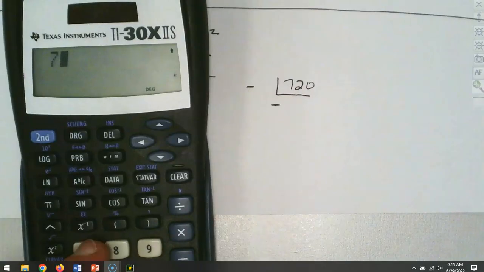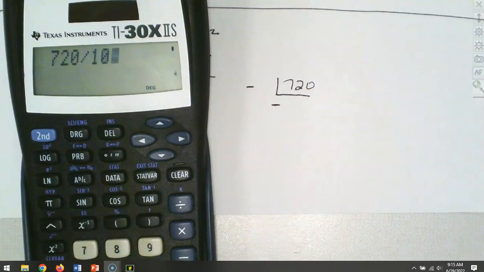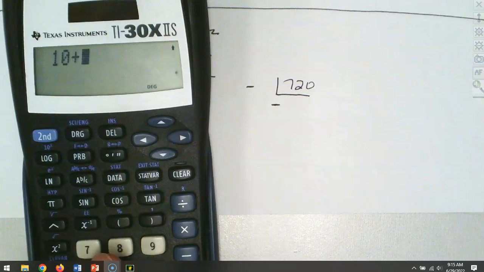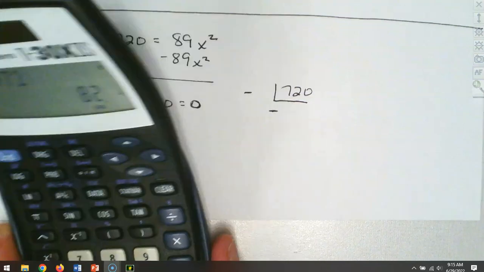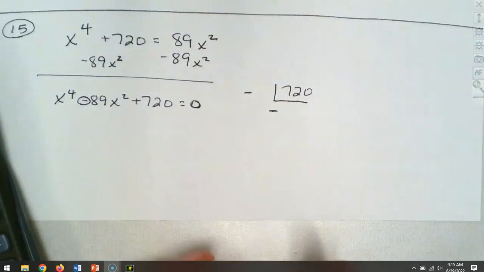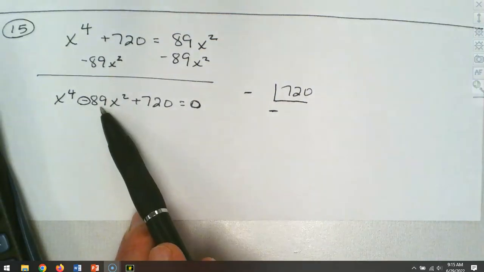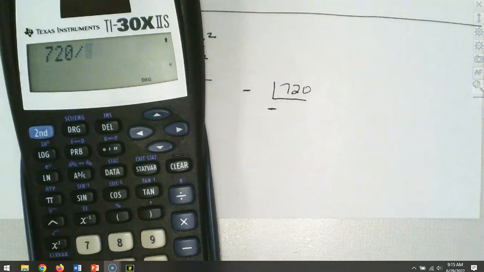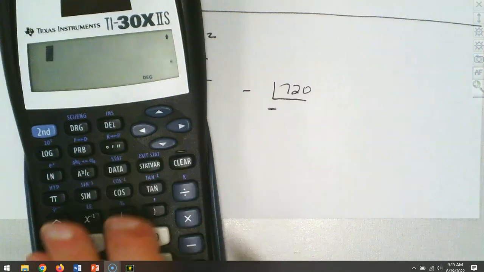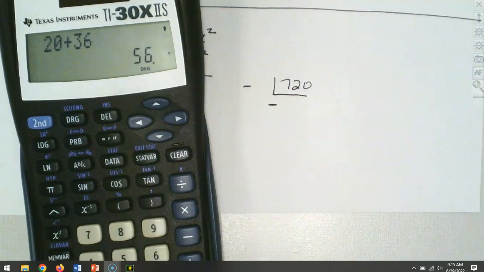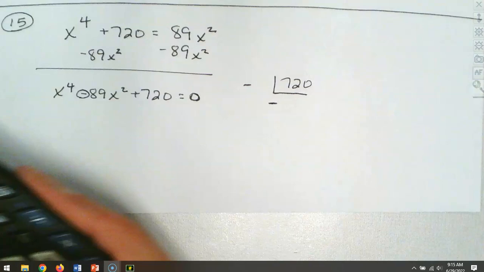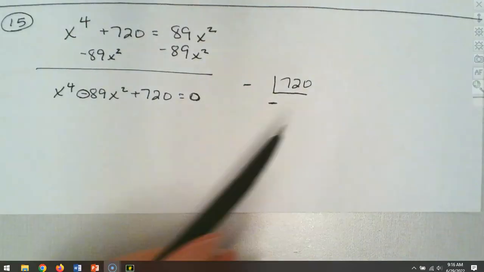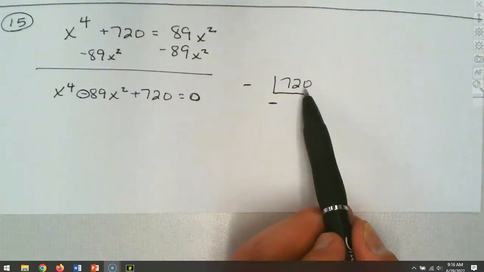So 720, divide that by 10. If I use 10, that's 10 and 72. Now 10 plus 72 is 82. And we're close because we need an 89. Okay, let's try 20. 20 and 36. That's a 56. We're going the wrong direction. Now it does end in a 0, so normally it'll have a multiple of 10 in it. It could have a 5 in there as well.